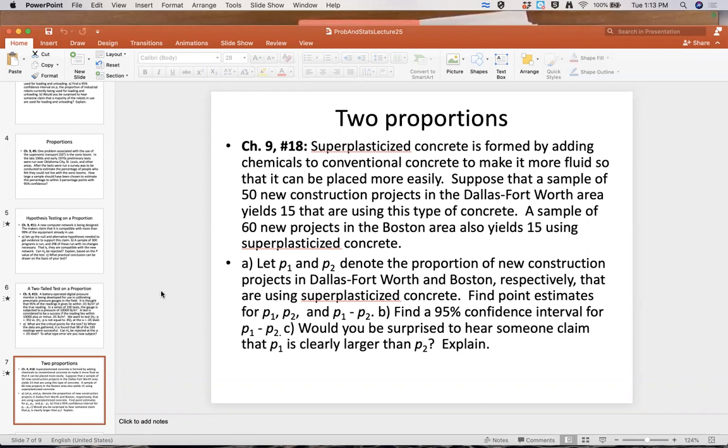It's a natural thing to wonder, are P1 and P2 the same or not? Is Dallas-Fort Worth different than Boston or not? That's a natural thing to want to study in this context. Are constructors in the South different than ones in the Northeast? It says find point estimates for both P1 and P2, and also the difference, P1 minus P2. Part B, find a 95% confidence interval for P1 minus P2. And part C, would you be surprised to hear someone claim that P1 is clearly larger than P2?